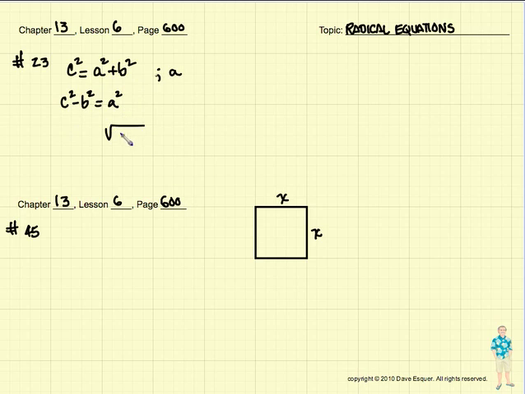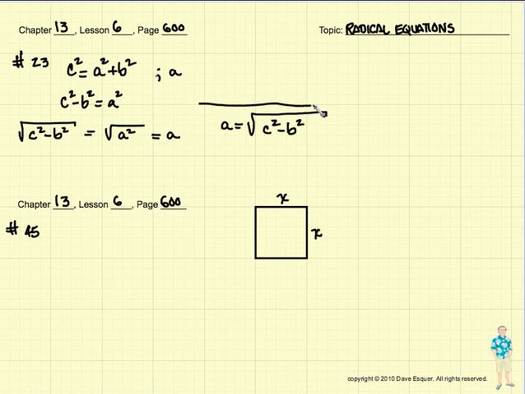I'm going to take the square root of a squared, which means I have to take the square root of c squared minus b squared. And you know that the square root of a squared is just a, so our final answer for this formula is a is equal to the square root of c squared minus b squared, all that under the radical. So there's our answer for number 23: a is equal to the square root of c squared minus b squared.